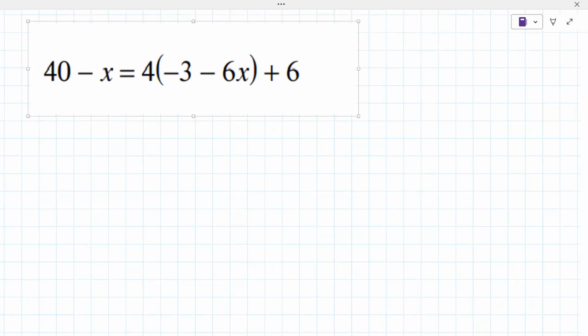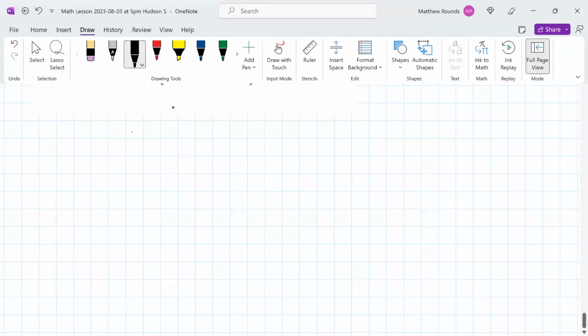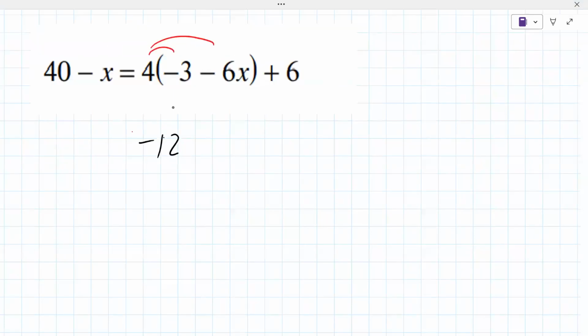So these are your classic problems that you'll see on entrance exams into colleges. If you do a math placement test, they'll give you something like this because it tests all the skills that you need. So the first thing is to take that 4 and distribute that 4 to both here. So that's -12 minus 24x plus 6, 40 minus x equals.